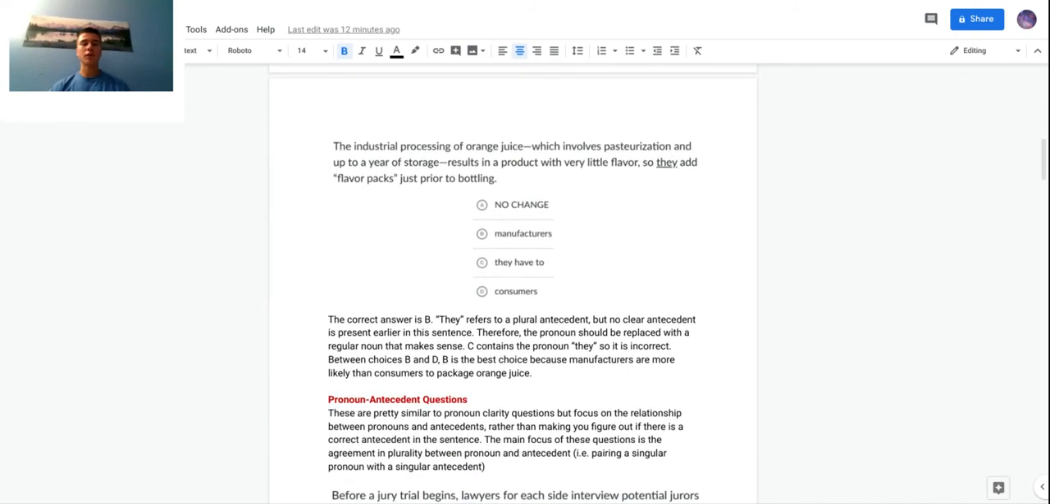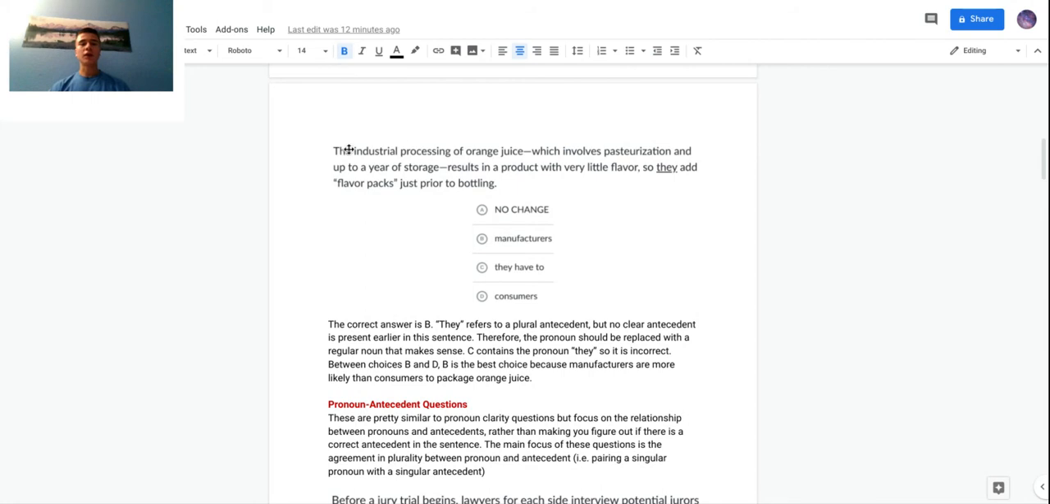Here's my example problem that I found online. The industrial processing of orange juice, which involves pasteurization and up to a year of storage, results in a product with very little flavor. So they add flavor packs just prior to bottling. We're going to look at they here. When approaching any pronoun question, you find the pronoun and then you look for a possible antecedent that it's referring to.